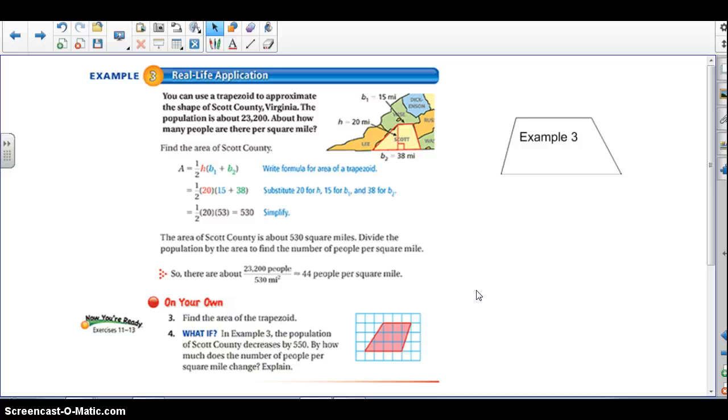Number 3, for the on your own, the area is 10.5 units squared, and I should see each step filled in for that. And answer number 4 is about 1 person per square mile, which is 22,650 people divided by 530 miles squared equals 43 people per square mile. And I'm sorry, watch example 3. And that's all of 4.3.